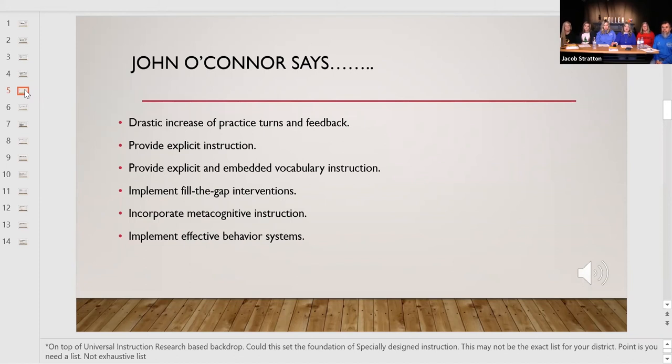We also have to think about interventions to bridge the gaps that we have. And we also want to think about metacognitive instruction. For students with disabilities, metacognitive instruction is really important because they have to think about their own thinking. How do they process? How are they understanding their learning processes? And so that's real important. And then we also have to have effective behavior systems in place.